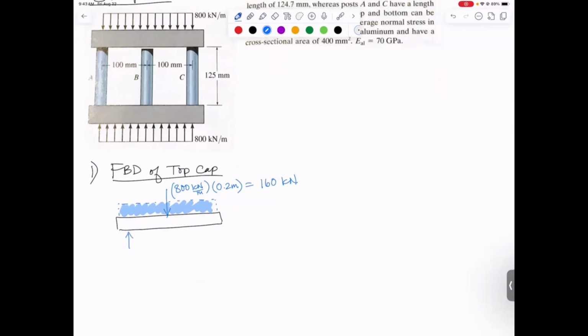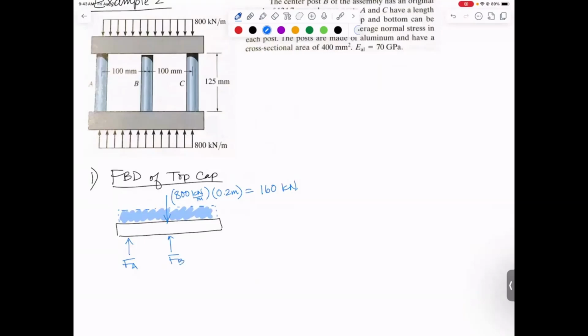Pushing back up on it is going to be the force in member A, the force in member B, and the force in member C. I'm just going to draw them the direction I know they're going to act. The columns will actually all be in compression. Okay, there's my free body diagram.